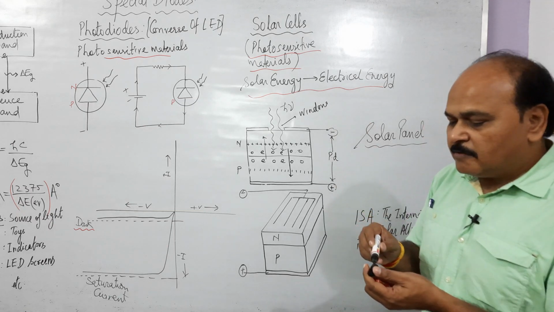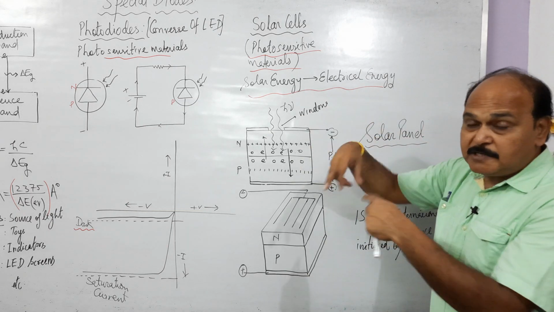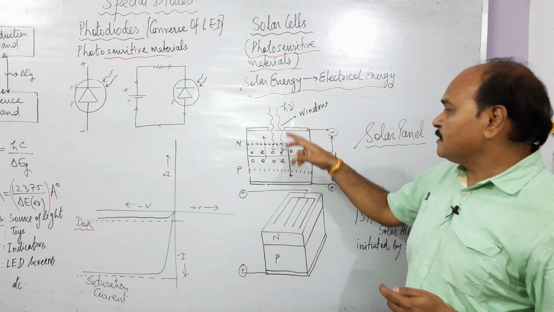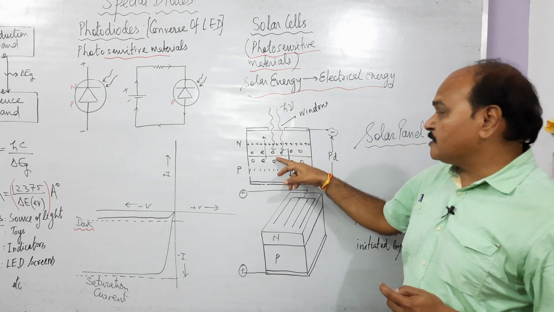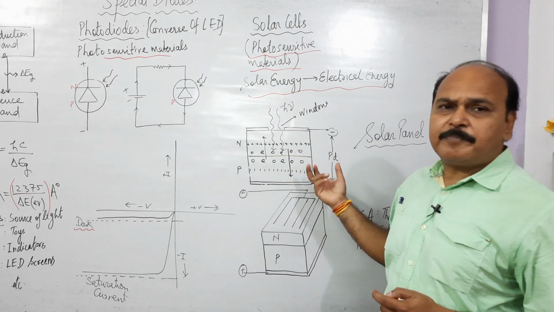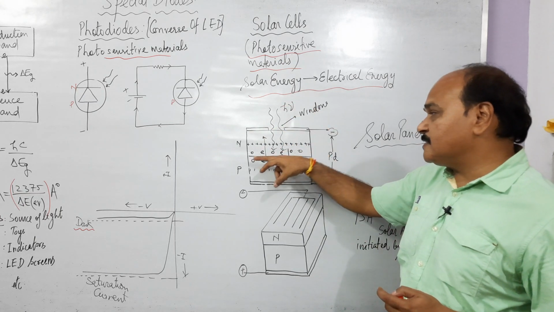And what happens when this particular device, which is a PN junction diode, is exposed to sunlight? Sunlight passes through and reaches the junction. It heats up the junction. This thickness is very small, so the energy of the sun is able to reach the junction.